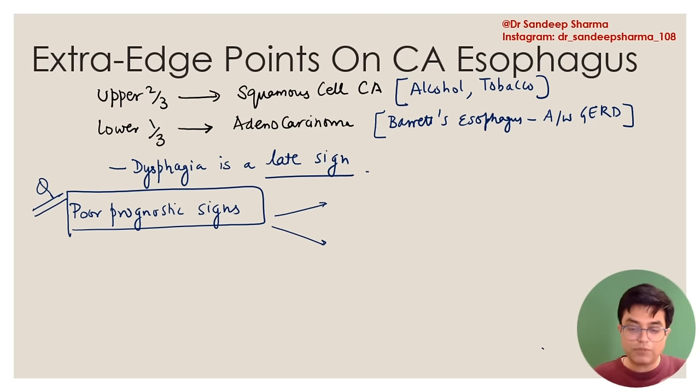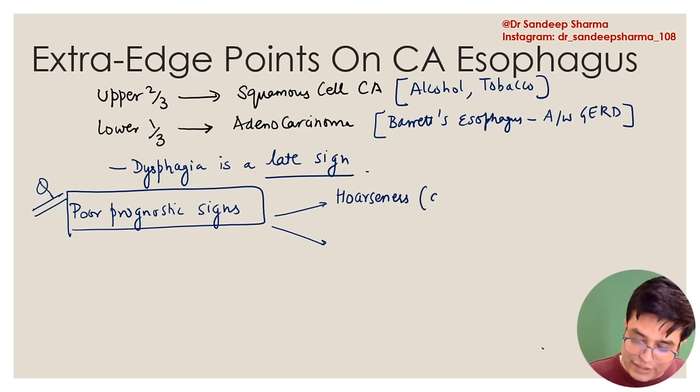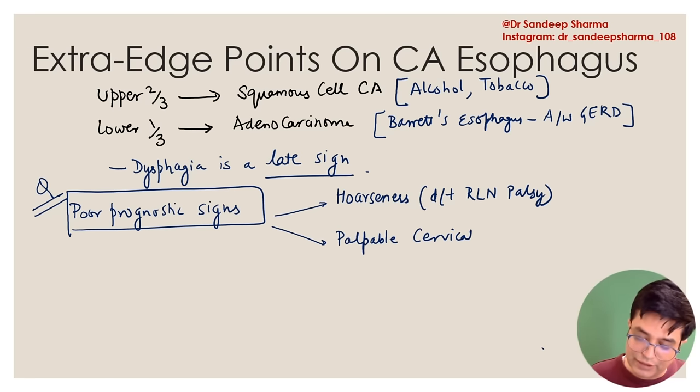So poor prognostic signs include, first of all, in case a carcinoma esophagus patient is having hoarseness of voice. Hoarseness due to recurrent laryngeal nerve palsy. That is a poor prognostic sign. And second, in case the patient is having palpable cervical lymph nodes. So in case there is lymphadenopathy, that is also considered to be a poor prognostic sign in carcinoma esophagus.